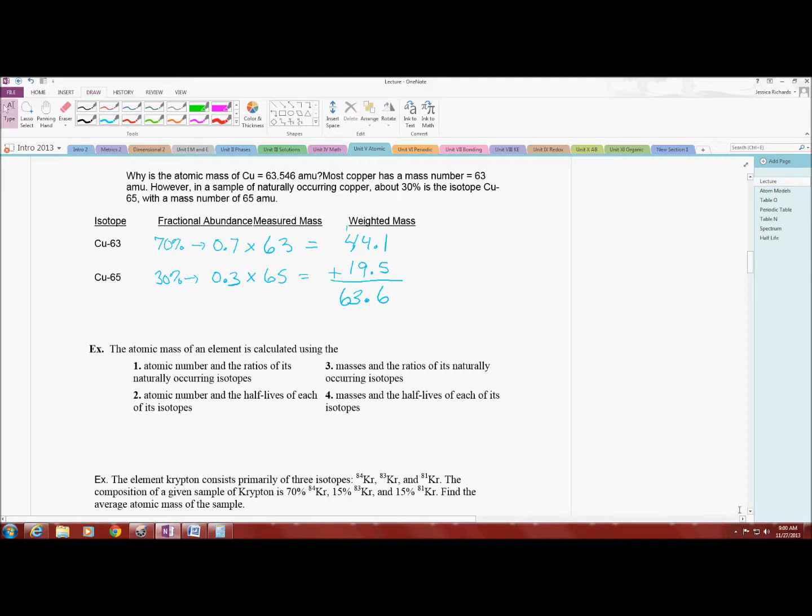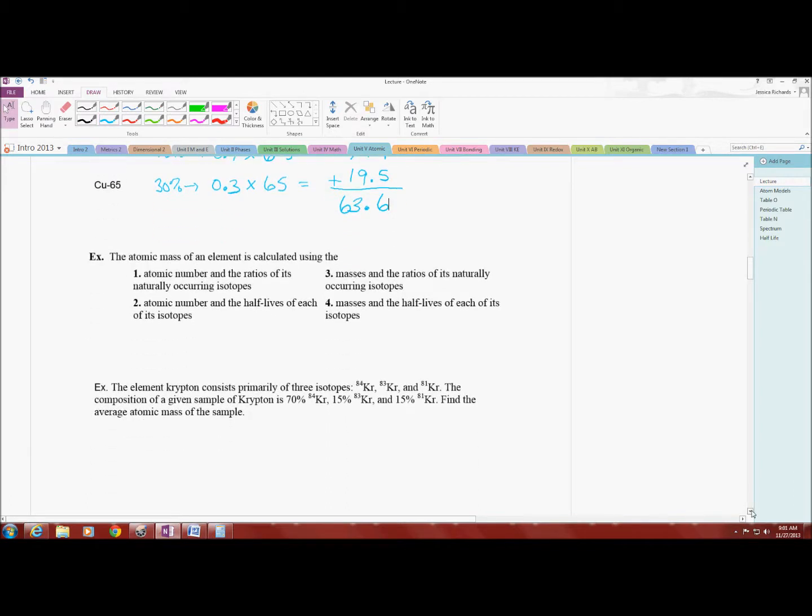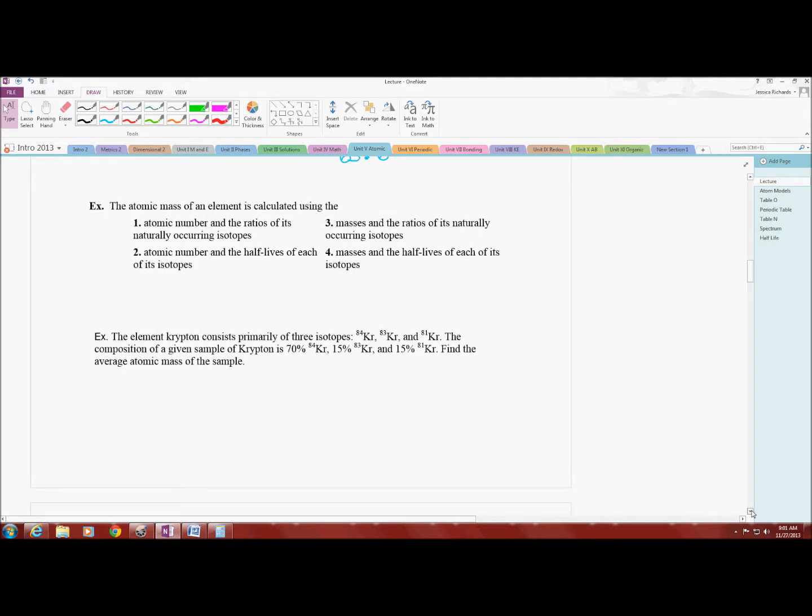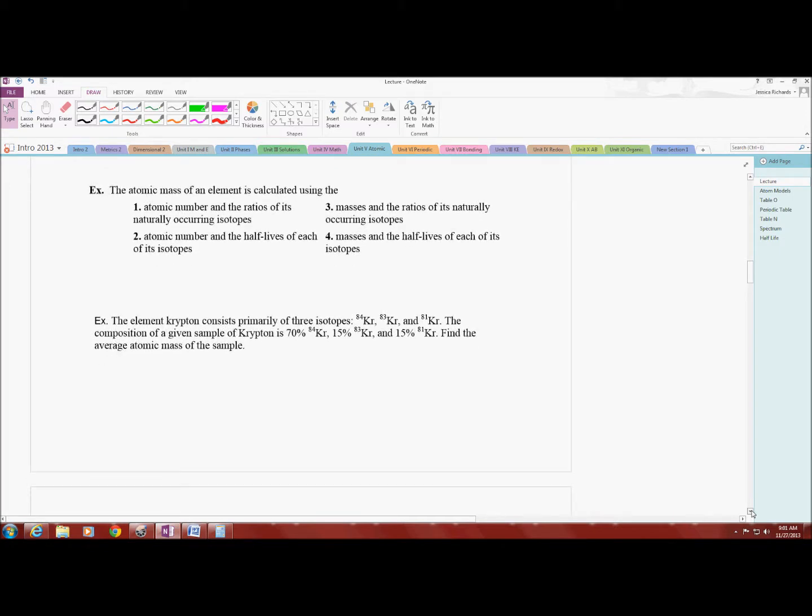So let's look at a couple of practice problems, and then we'll wrap this up for today. Okay, as a multiple choice question, when they talk about the atomic masses and why it's not a whole number, the atomic mass of an element is calculated using the... Well, when you look at these problems, I want you to take your time and look at all 4 choices. They're using atomic number and ratios of isotope, atomic number and half-life, masses and ratios of isotopes, masses and half-lives.